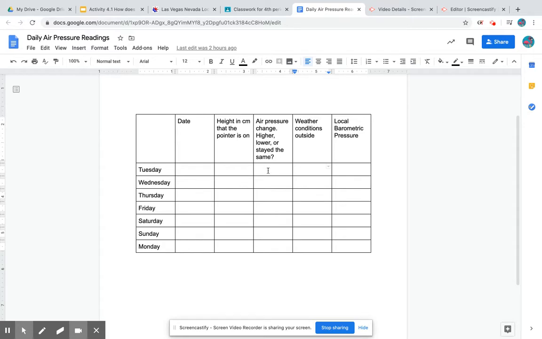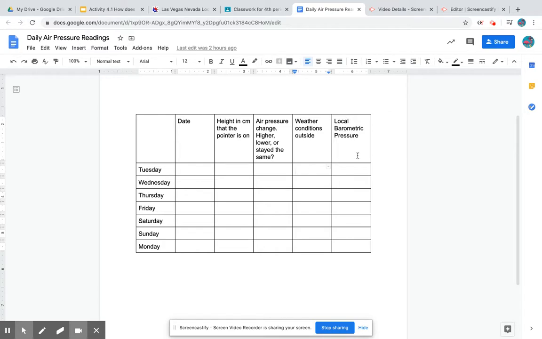Now, the air pressure change: is it higher, lower? Did it stay the same? Did it point higher than yesterday? Then it's higher. If it went down, it's lower. If it's the same, it's the same. On Tuesday, you won't have an entry because you don't have anything to compare it to. For the weather conditions outside, you are going to describe what the weather is like outside. Is it sunny? Is it windy? Is it rainy? Just a few nice words that describe it.